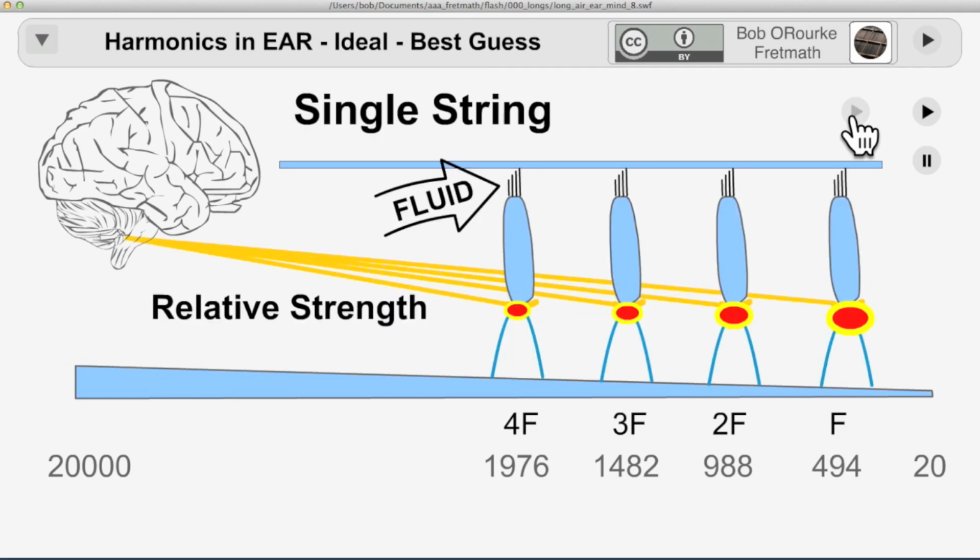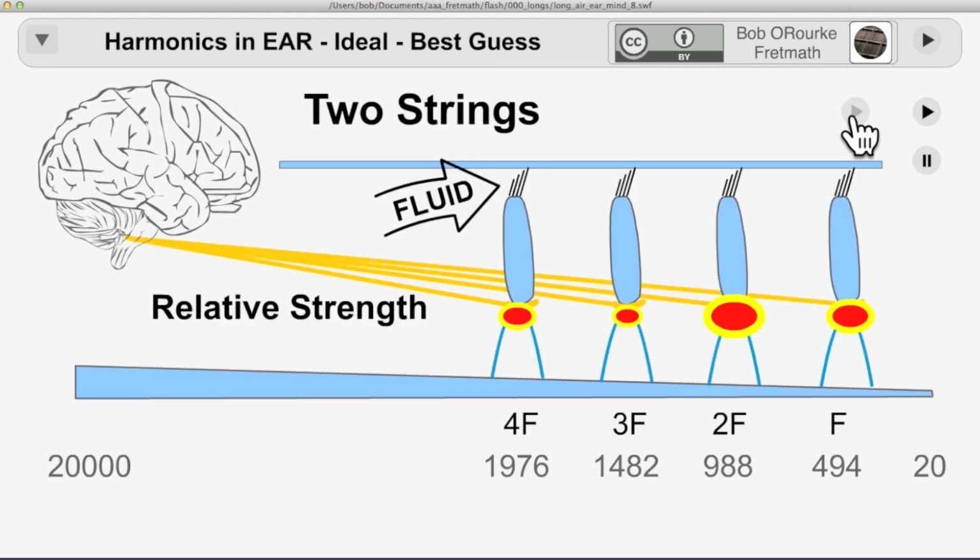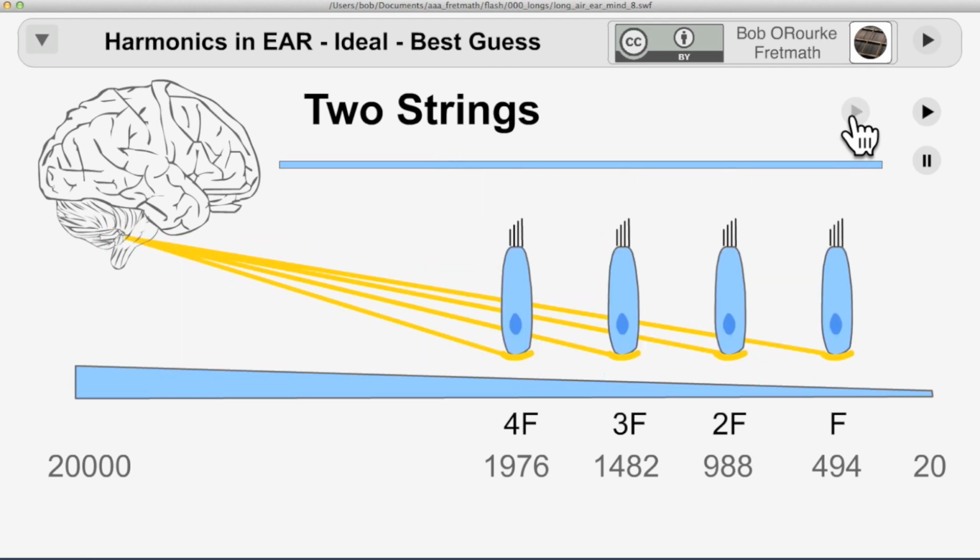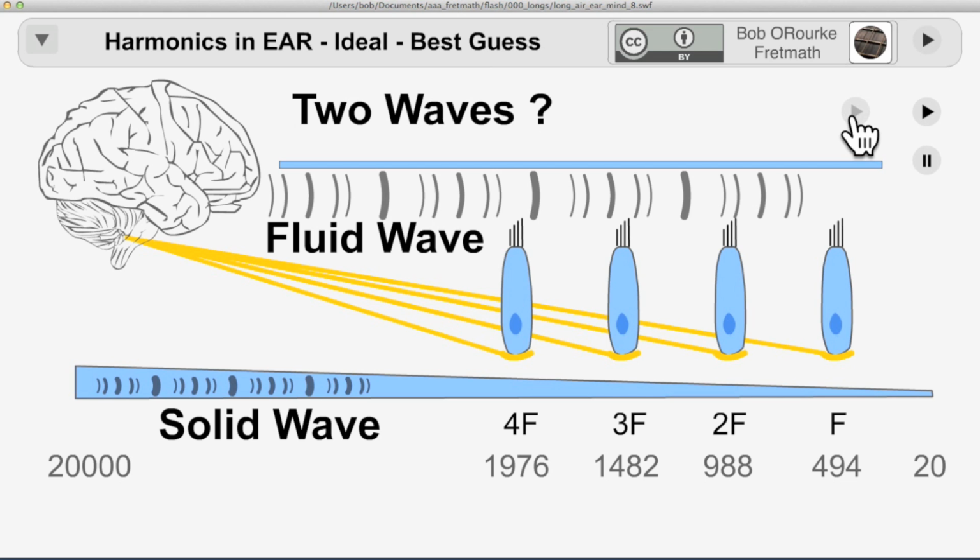For a single string, the relative strength of the harmonics may come out something like this. And for two strings an octave apart, the second harmonic of the low note would equal the fundamental of the second, higher note, and that should be greatly reinforced and sent up to the brain that way. Now it looks to me like there should be two waves entering the inner ear, a fluid wave and a solid wave through the basilar membrane, but there's a lot of research going on. Things are way beyond my comprehension here.